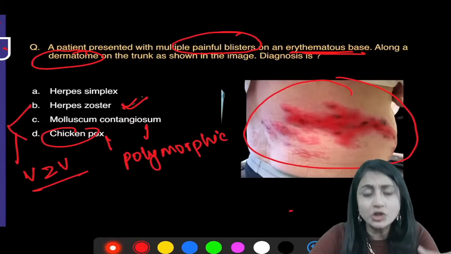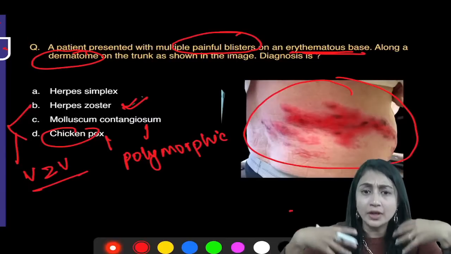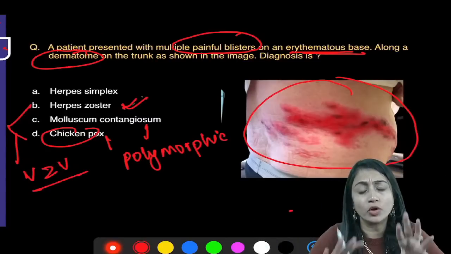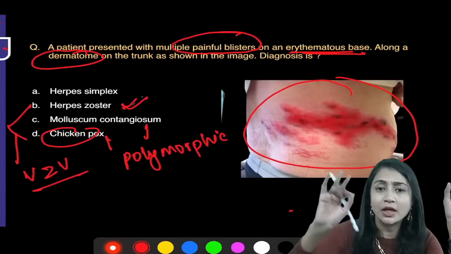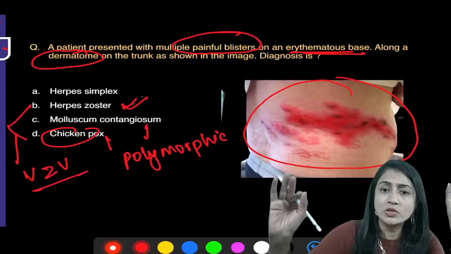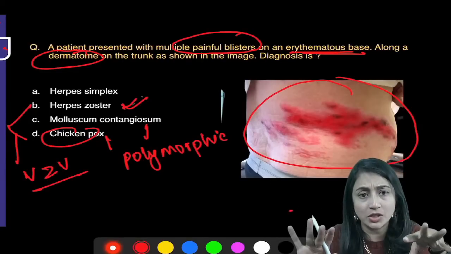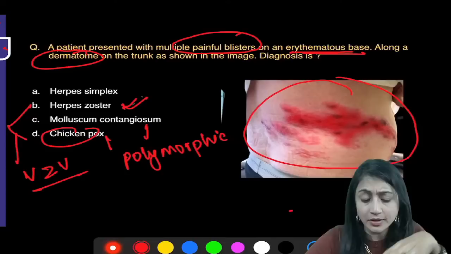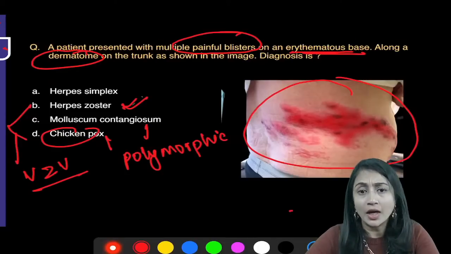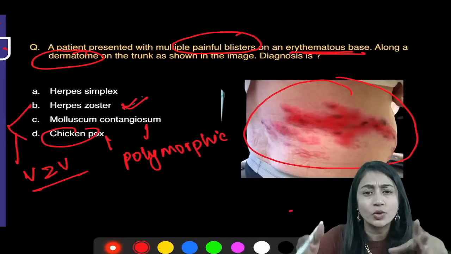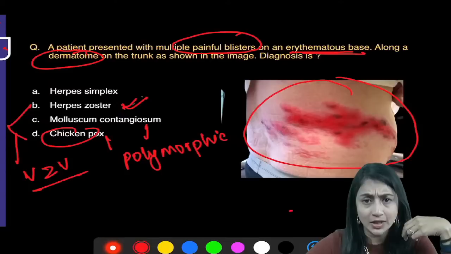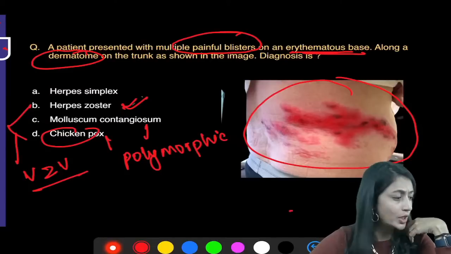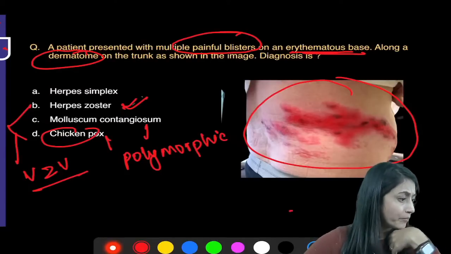And if an image is given to you, it will be of a trunk showing a polymorphic lesion, where there are multiple macules, papules, vesicles sitting on an erythematous base. So I hope it is clear. Whatever the options, and if there was some discrepancy in the question, I think it was more or less a very straightforward question for you and you could have answered it.